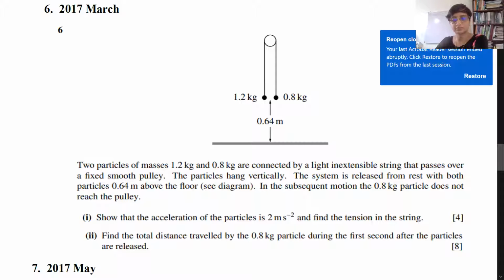First part is when the string is taut until A hits the ground. Taut, T-A-U-T. Yeah, thank you. When the string is taut until A hits the ground. I will show you the paper. We found the acceleration there is 2. We found it in part 1.